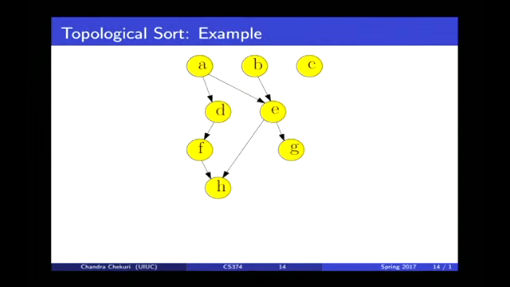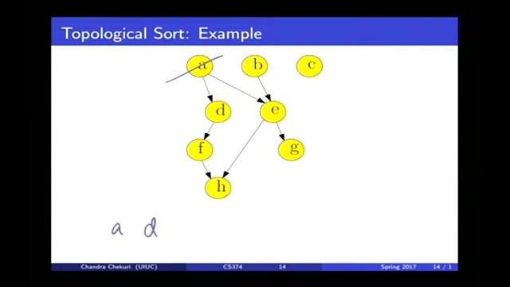What are the sources in this DAG? How many sources are there? No, C is also a source, right? It's a source and a sink. So I can start with any source. Which source do you want to pick? A, okay. Now I remove A. What are the sources in the remaining DAG? If I remove it, B, C, D are the sources. Pick anything you want. Maybe I'll pick D.